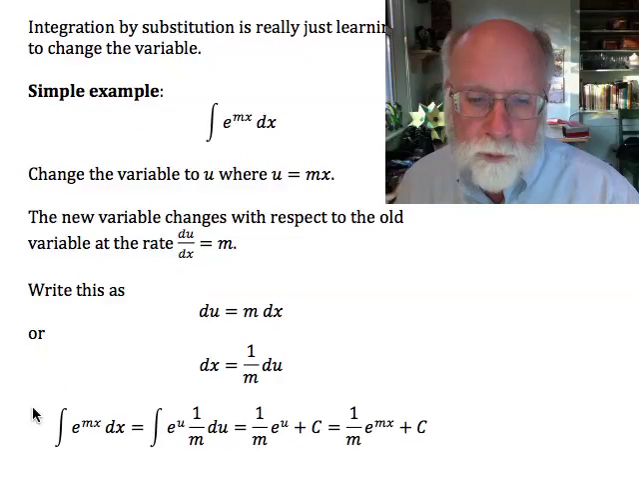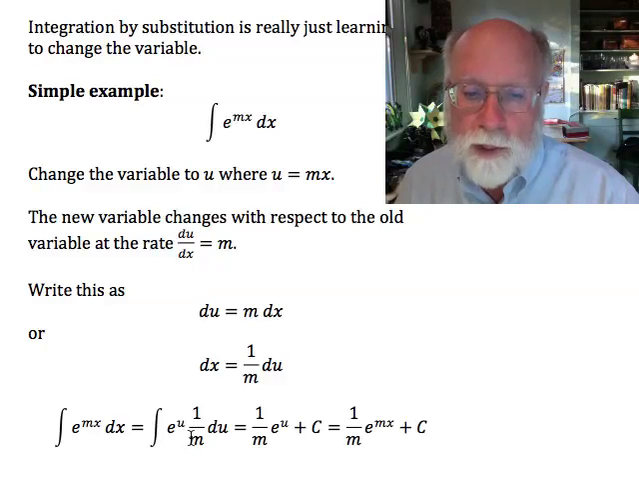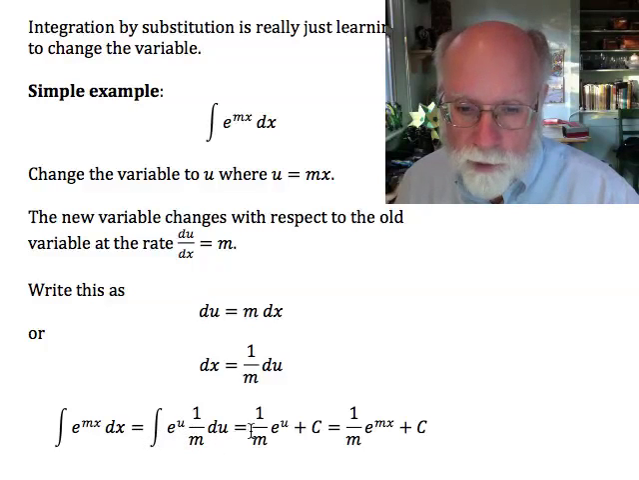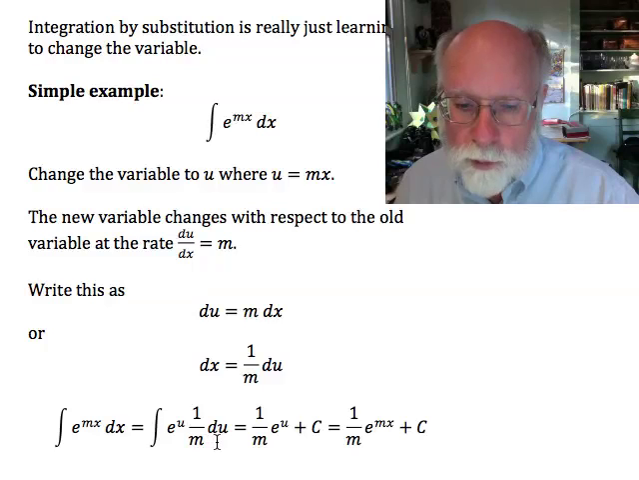And now what do we do with the integral? Well, we simply make the substitution. Mx is u, so e to the mx becomes e to the u. Dx is 1 over m du, because we're changing the scale of measurement. And the 1 over m is a constant, so we can factor that out of the integral. And then the integral of e to the u du is simply e to the u plus a constant.